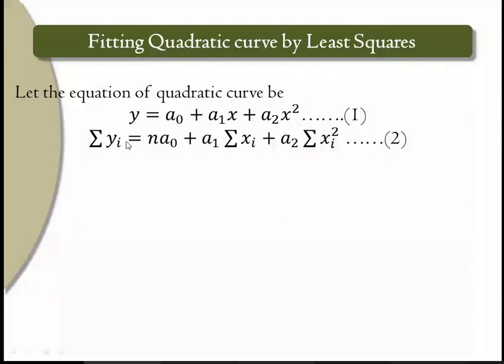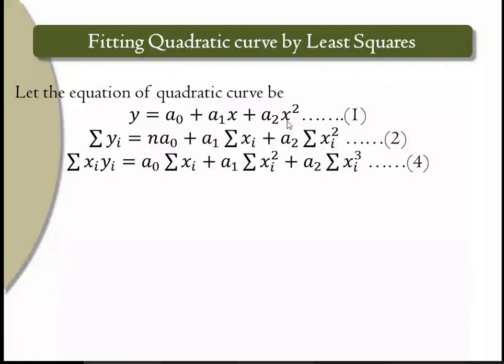Just now we got 1 equation. Now do the same thing that we did for the straight line. Multiply the first equation by x and take the summation. So if you multiply the first equation by x and take the summation of that, it becomes summation xi yi equal to a naught into summation of x plus a1 into summation x square plus a2 into summation of x cube. How do we get this? By multiplying the first equation by x and taking the summation.